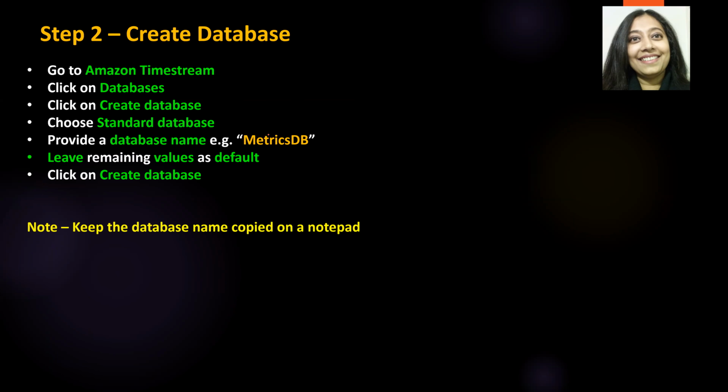Step 2. So we will be going to Amazon Timestream databases, we'll create a database. This particular database is going to be a standard database. Now I am going to use the name MetricsDB. You are more than welcome to use any name that you like. We will keep the remaining values as default and finally go ahead and create the database. Now, if you are like me, who does not remember the names of databases and tables, please have a notepad handy and copy the name of your database over there. So let us get started.